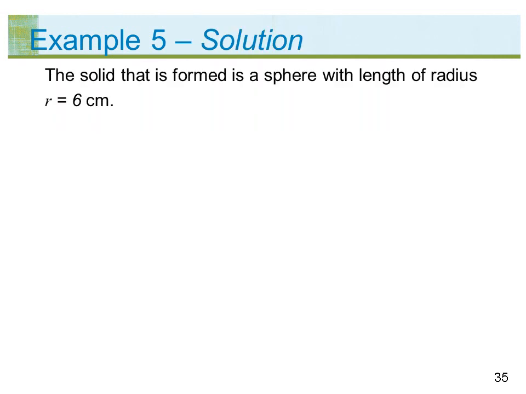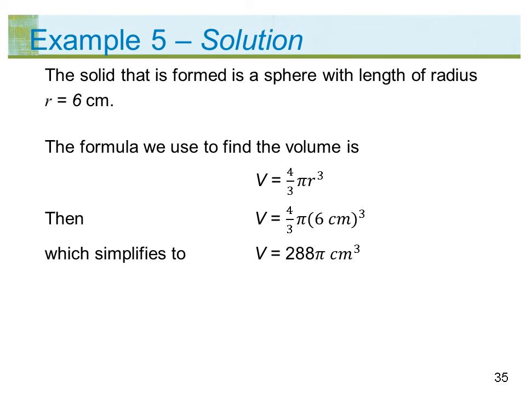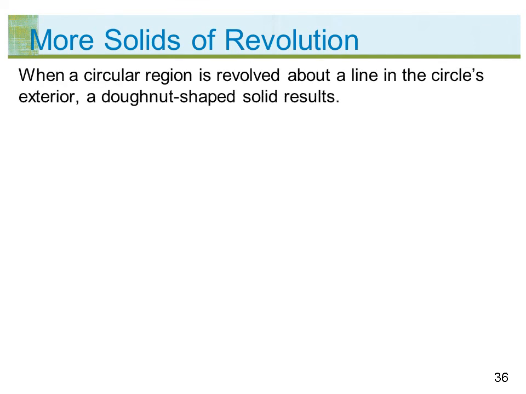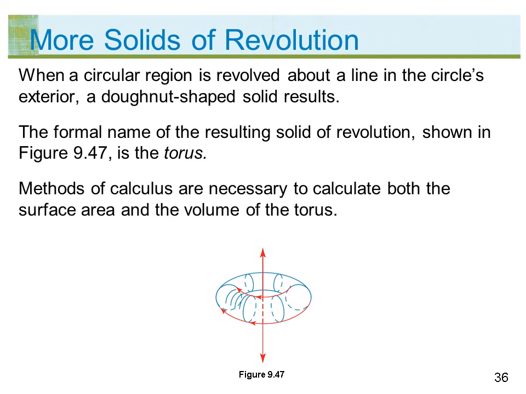The solid that is formed is a sphere with length of radius r equals 6 centimeters. The formula we use to find the volume is V equals 4/3 pi r cubed. Then, volume equals 4/3 pi times 6 cubed centimeters, which simplifies to volume equals 288 pi centimeters cubed. When a circular region is revolved about a line in the circle's exterior, a donut-shaped solid results. The formal name of the resulting solid of revolution, shown in figure 9.47, is the torus. Methods of calculus are necessary to calculate both the surface area and the volume of the torus.